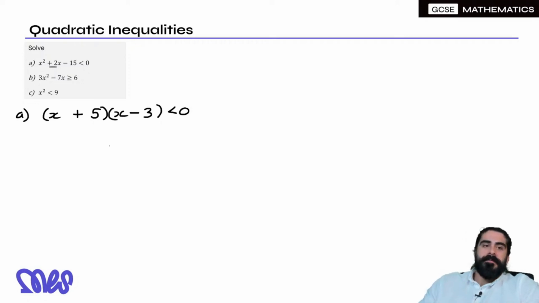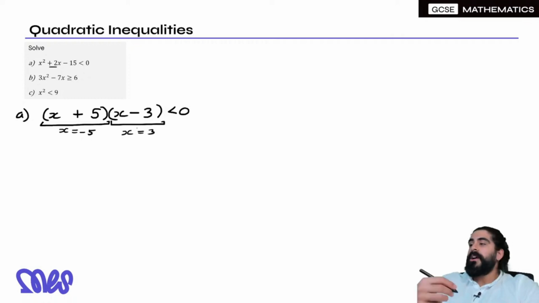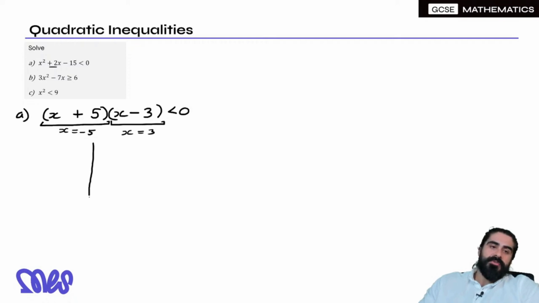Now, what I mean by that is usually when it equals 0, we would say x plus 5 equals 0 and x minus 3 equals 0. If x plus 5 equals 0, you would get x equals minus 5. And if x minus 3 equals 0, you would get x equals 3. But they are not the solutions because we have an inequality. What we do is we sketch the quadratic.